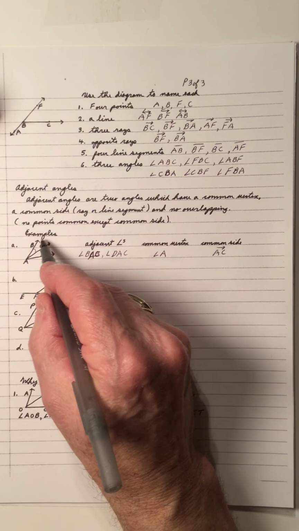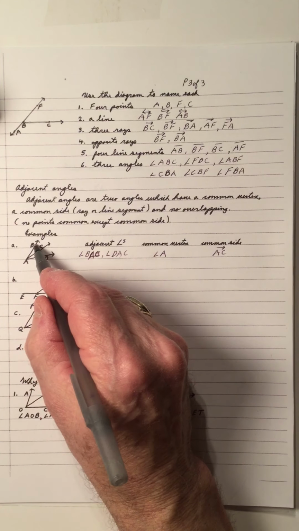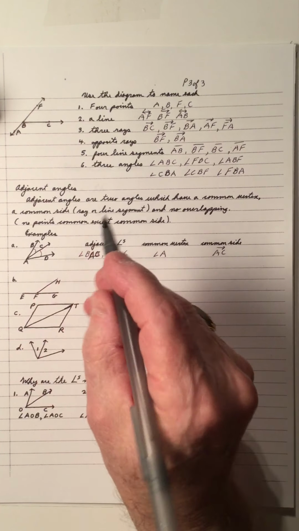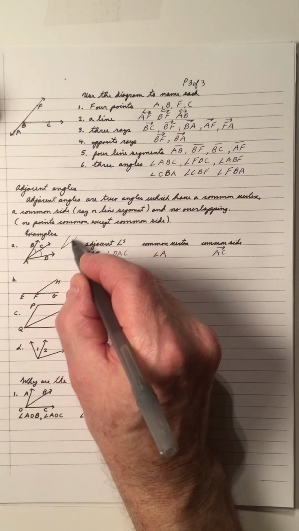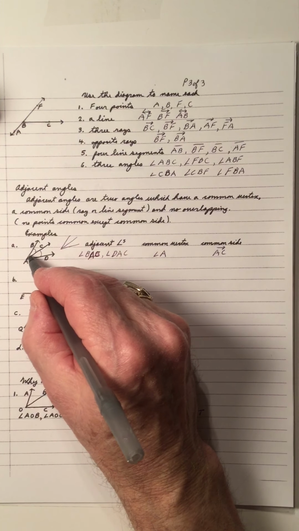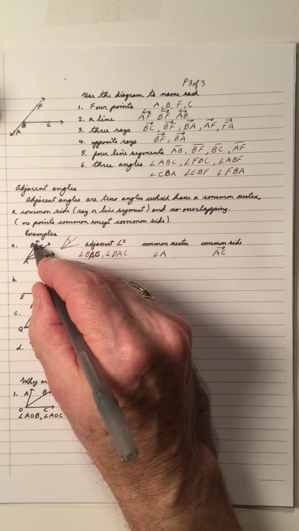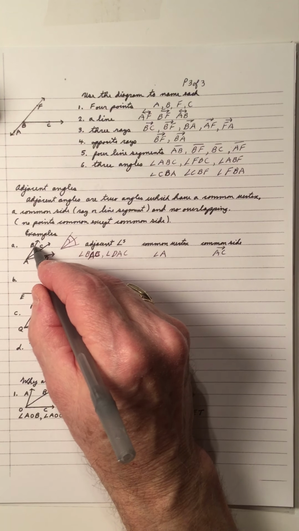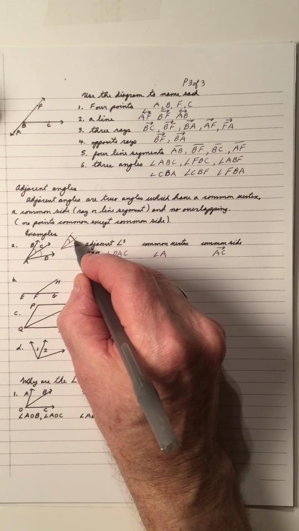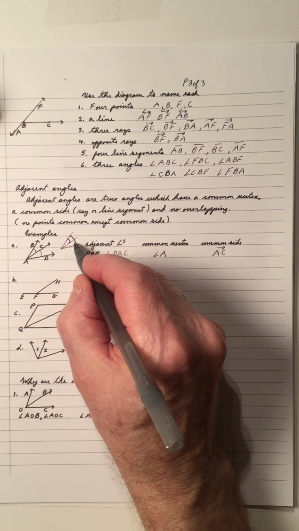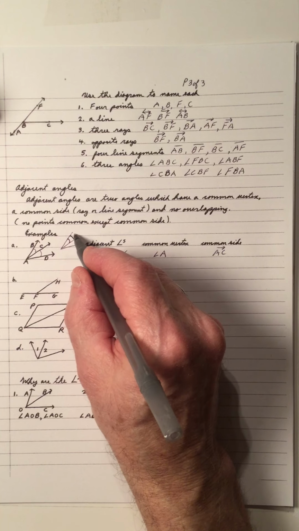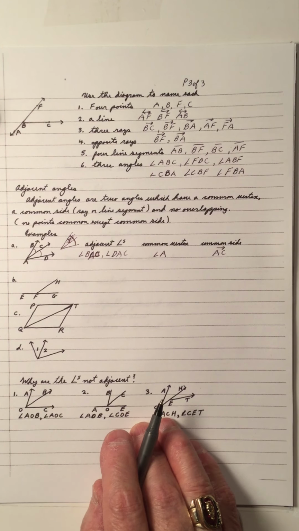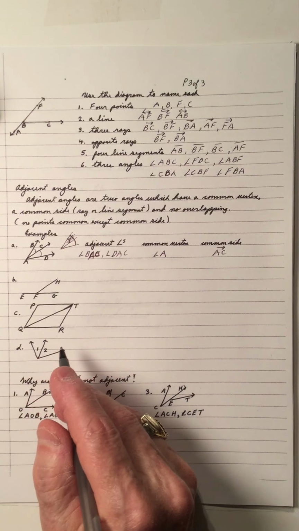There's no shading. But if I said BAC and BAD, watch. BAD would be that one. So notice I got these two. Notice that this angle, that angle there, is in both. So that's not adjacent. Adjacent angles are alongside of each other.